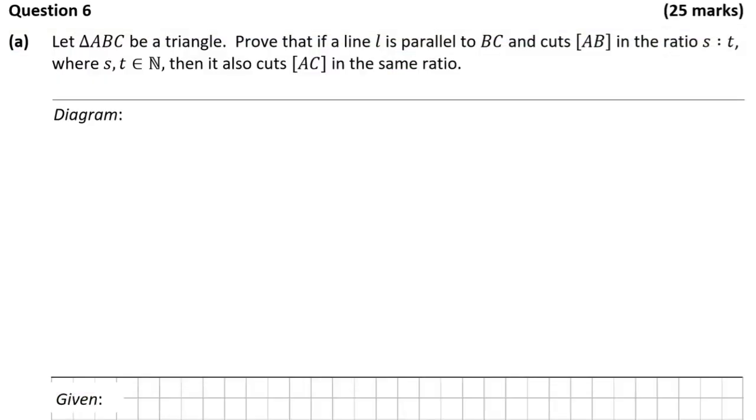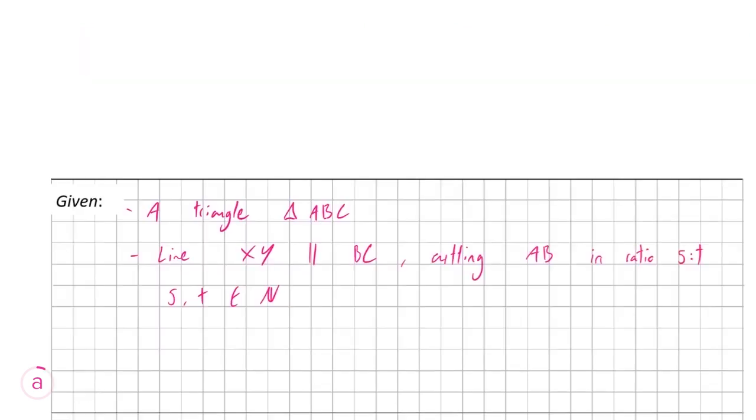Okay, so here's our question. We're given a triangle ABC and we're told to prove that if the line L is parallel to BC and cuts AB in the ratio S is to T, where S and T are natural numbers, then it also cuts AC in the same ratio. Okay, so we've got a proof here, and we're first of all just going to write down what we're given in more concise terms. So I've just chosen to write it in two different bullet points. So we've got a triangle ABC, and then the rest of the problem below that.